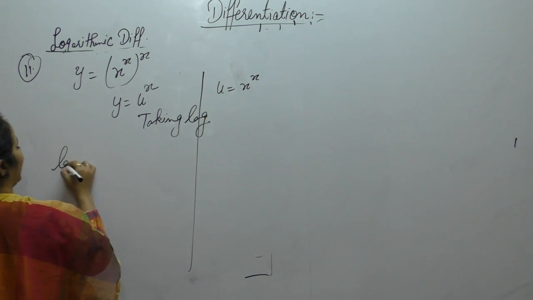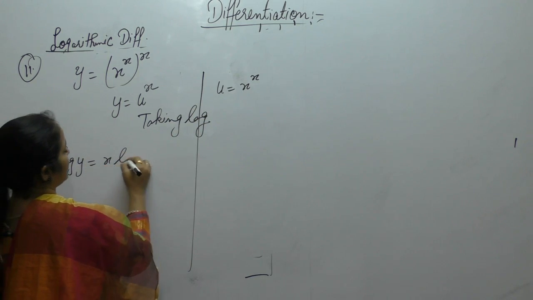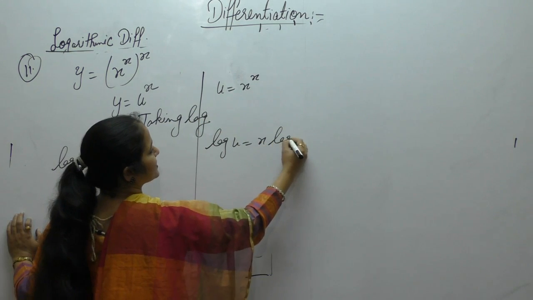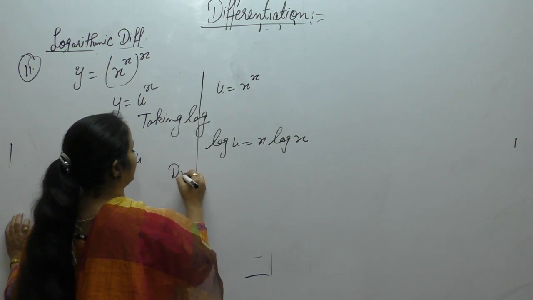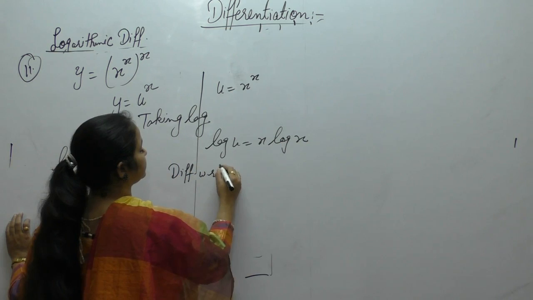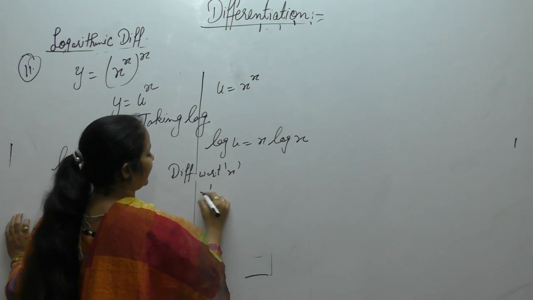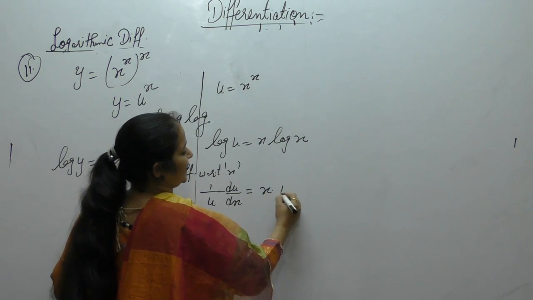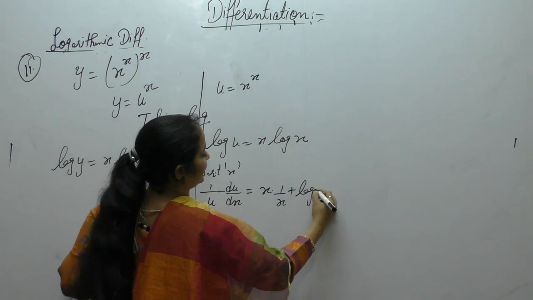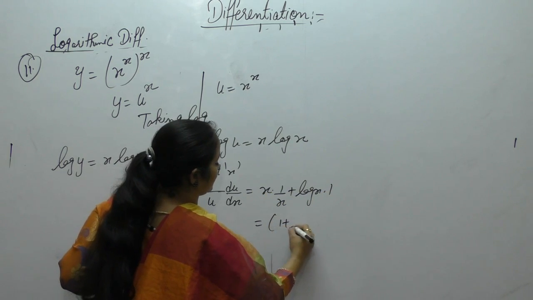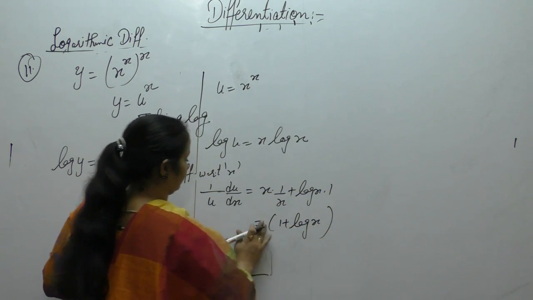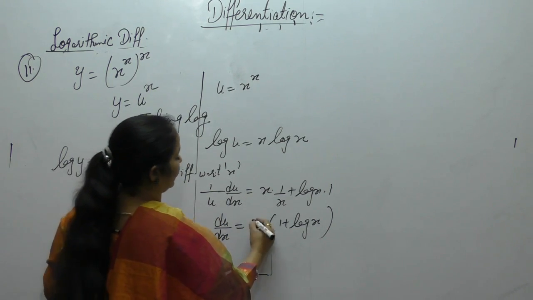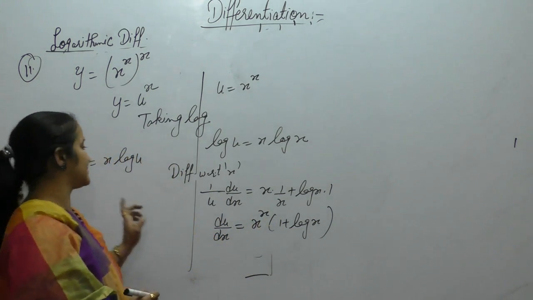log of y is x log of u, log of u is x log of x. Now differentiate with respect to x. Derivative of log u, 1 upon u du by dx. First, derivative of log x, derivative of x. So 1 plus log of x. du upon u dx, where the value of u is x power x.